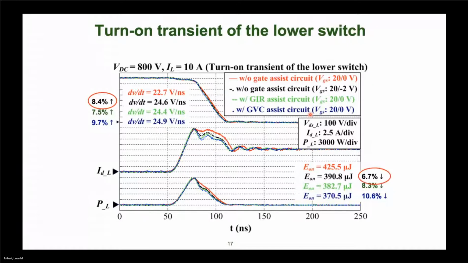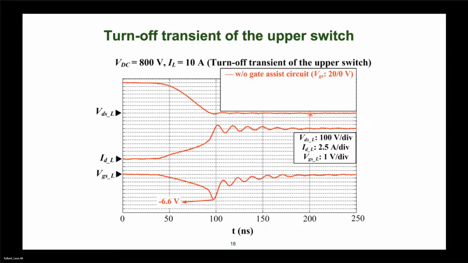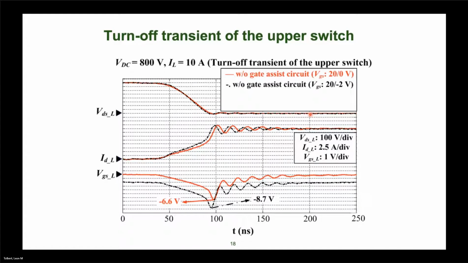Okay, so next we're going to look at turn off transient and focus on that upper switch. Again, looking at our four different options. First one is with 20 and 0, second one with 20 and -2. You can see here that -2, although we're able to, we think, well, that's pretty good, we can switch it more quickly, you can see that we're getting close to that minus 10 volts that we want to avoid.